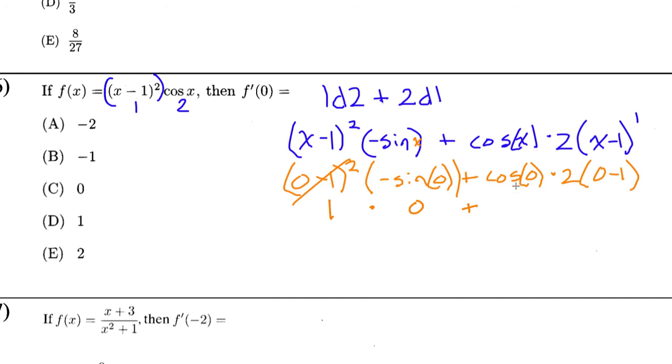Plus cosine of 0. What's cosine of 0? 1. Yeah, again, where's 0? 0 is out to the right. Cosine is asking for the x-coordinate. What's the x-coordinate on the unit circle all the way out to the far right? Just 1. And then this is going to be 1 times 0 minus 1 is negative 1. Negative 1 times 2 is negative 2. So 1 times negative 2 is negative 2. And there's my final answer. The correct answer is A.